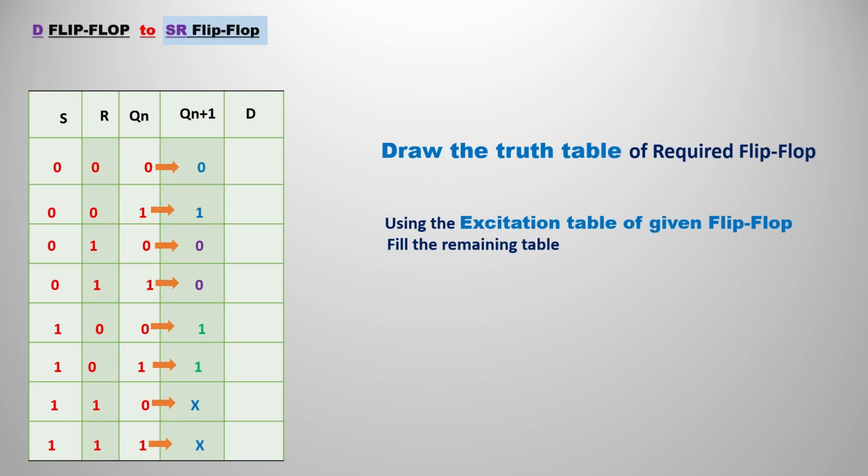But if you observe the last two cases, as this is the SR flip-flop, the last two cases would be don't care conditions. The present state would be converted to zeros or ones that we don't know. That is why we took them as don't cares. So for this we are going to have the excitation table of the D flip-flop.